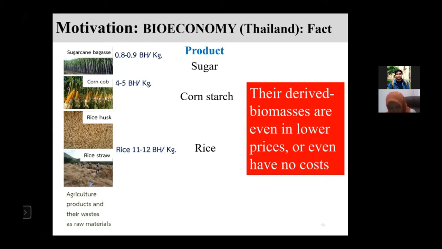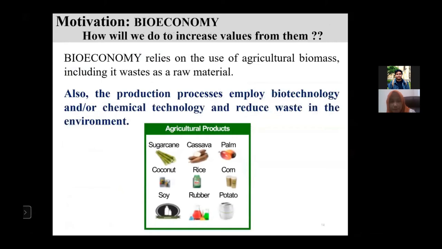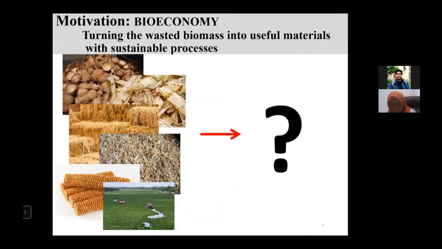So we can use the leftover part, or the biomass we derive from this kind of thing, to make something interesting. In this case, I focus more on using it to make the adsorbent, for example. So we can turn the waste biomass that comes from this agricultural product into some useful material. What we try to make is carbon materials.